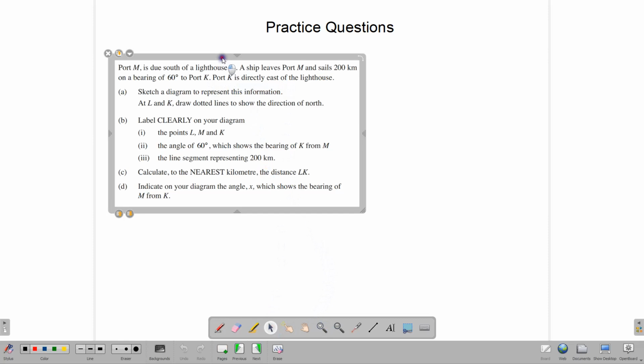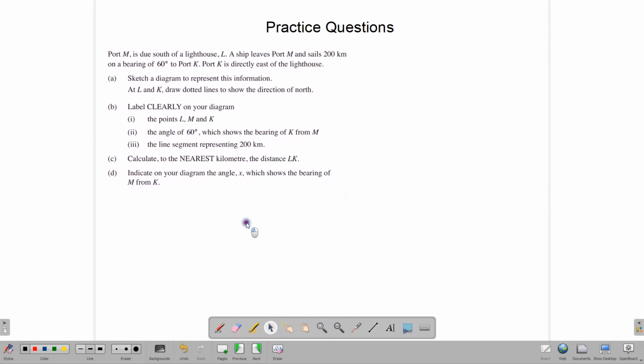First, I want to push this up a little bit to give us some more space. All right, there we go. So first, let's draw the diagram. So the question says M is due south of a lighthouse L. All right, since we're dealing with bearings, first thing, we need to draw our north line. All right, here is our north line.